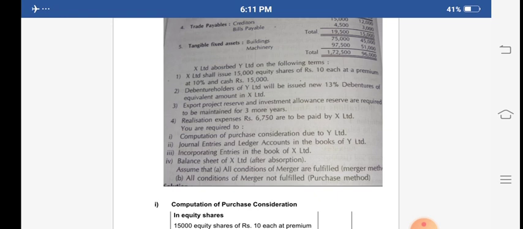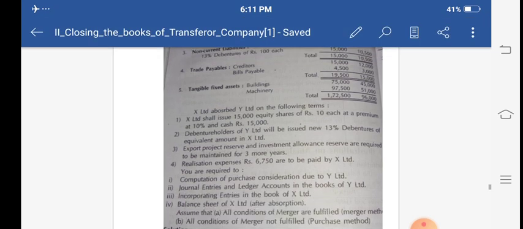Second, all conditions of merger are not fulfilled. So you have to assume that these 5 conditions are not fulfilled for this problem, and you have to solve this problem on the purchase method also. I hope you understand this, and there are 3 steps. For both methods, the merger method as well as the purchase method, the first two steps are common.